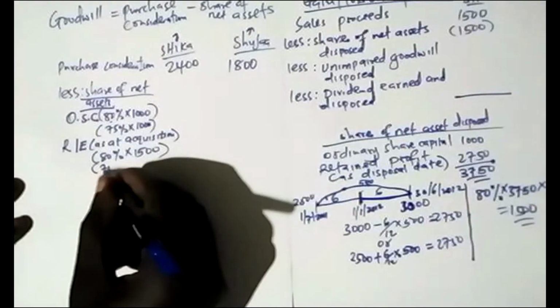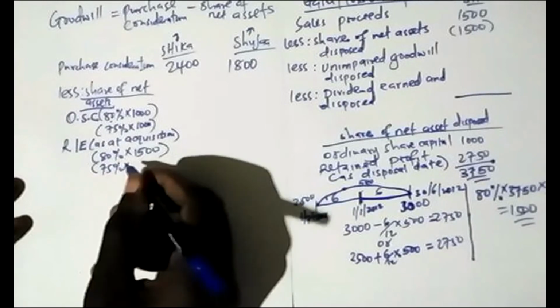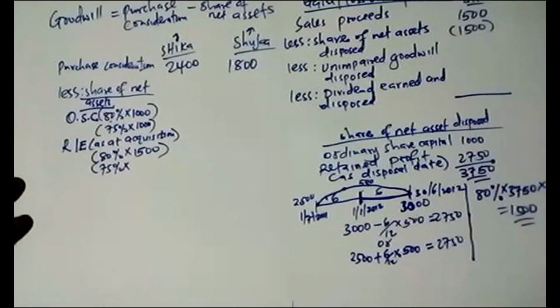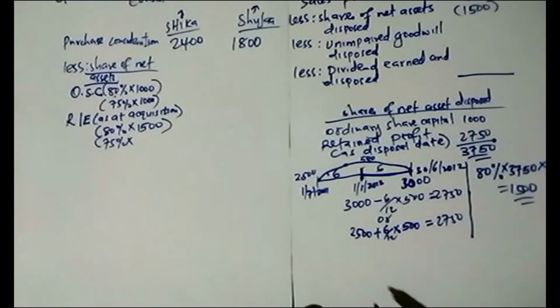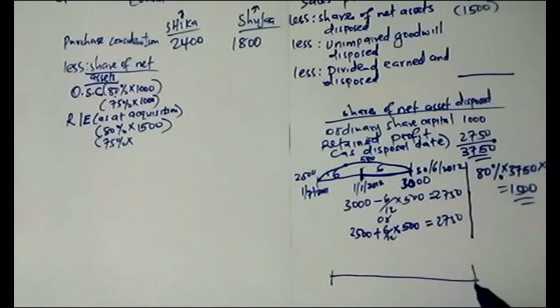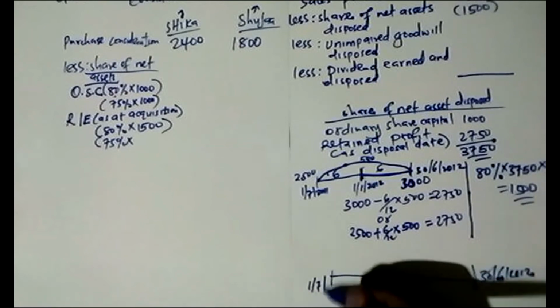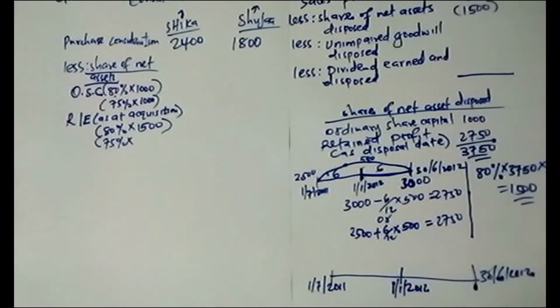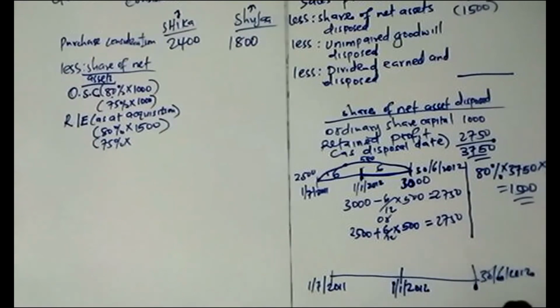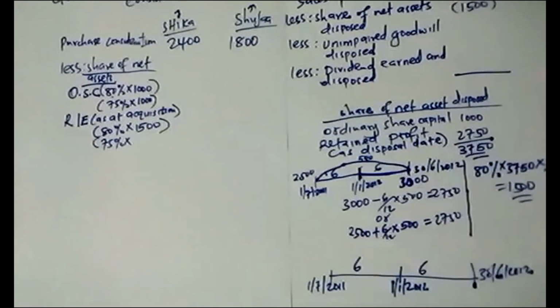But for Shuja, you have to compute. So again, we have to draw something here. So remember that our financial year was ending on 30th June 2012. So it was starting on 1st July 2011. And remember that Shuja was acquired 1st January 2012. So it's 6 months, 6 months.